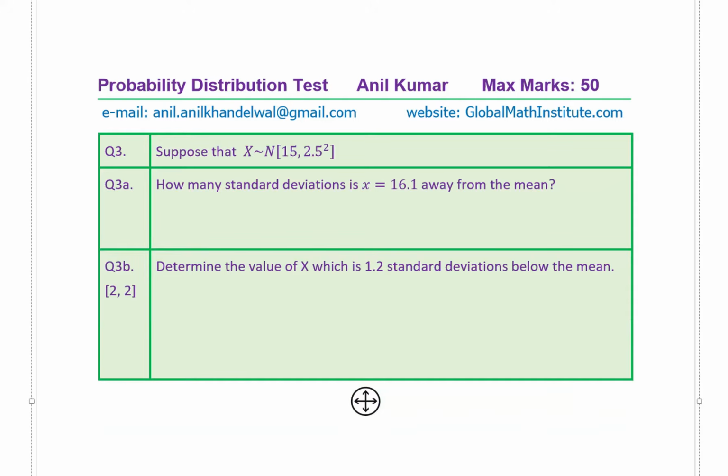Question number 3. Suppose that x is distributed normally with a mean of 15 and standard deviation of 2.5. How many standard deviations is x equals 16.1 away from the mean? B: determine the value of x which is 1.2 standard deviations below the mean.